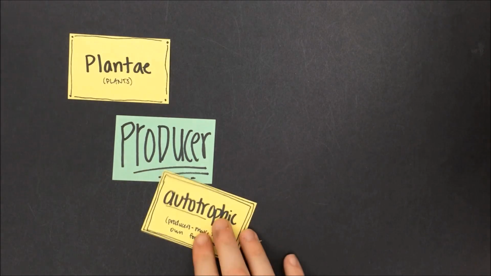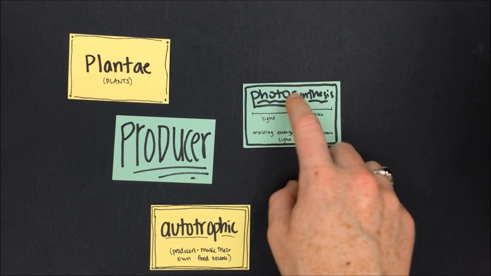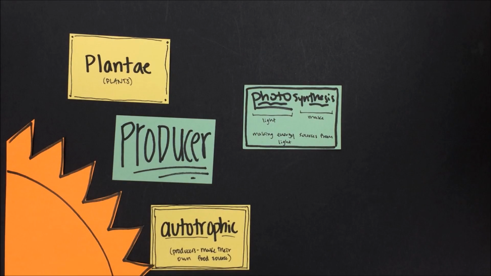In the ecosystem, plants take on the role of producer. This is because they're autotrophic. They can make their own food through the process of photosynthesis, which means to make from light. Plants can take sunlight energy and create their own food source.